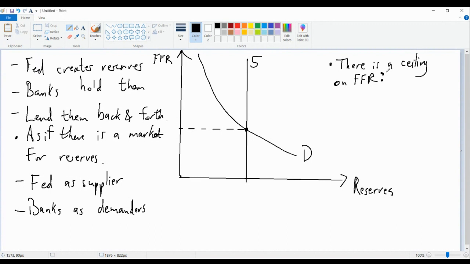What is the alternative? If you're a bank and you want to borrow some reserves, you could go and borrow it from another bank, but you could also go and borrow it from the Fed. And you're not going to borrow from other banks if they're charging you more than the Fed. So what's the ceiling on the federal funds rate? It's the discount rate.